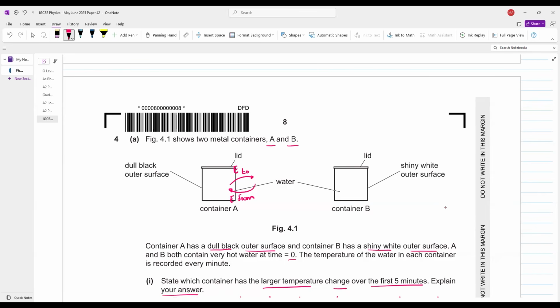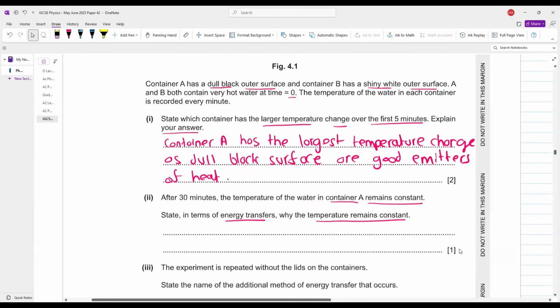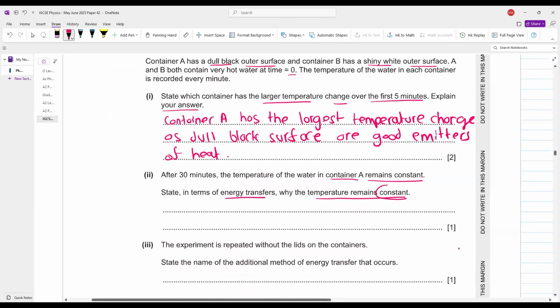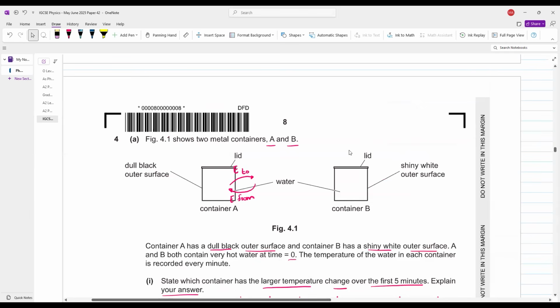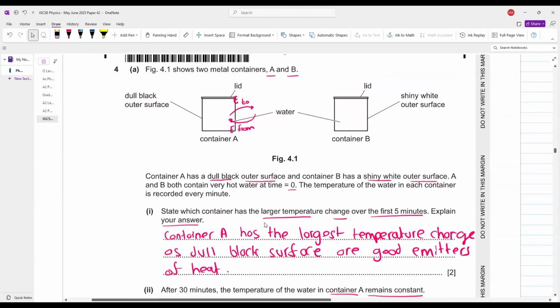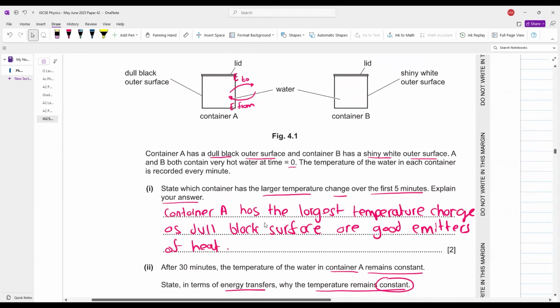How will you write this, बेटा? You will say that the temperature remains constant. Why? Because the rate of energy transfer from the container, जितनी एनर्जी निकल रही है, is the same as the energy the container gives out. ठीक है? जितनी एनर्जी कंटेनर से अंदर जा रही है उतनी ही एनर्जी बाहर निकल रही है.